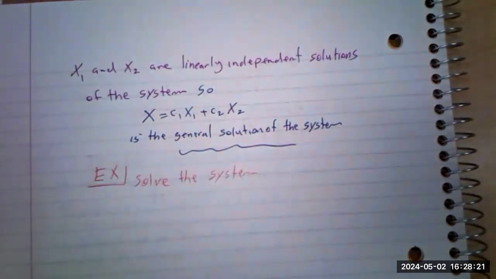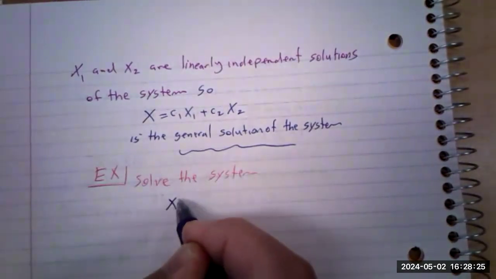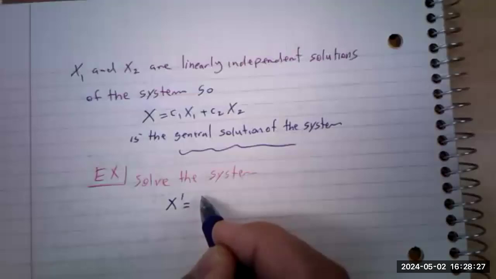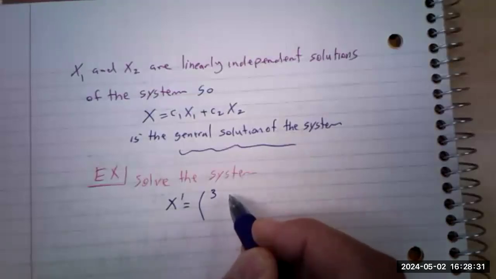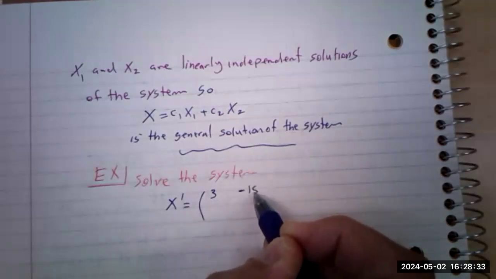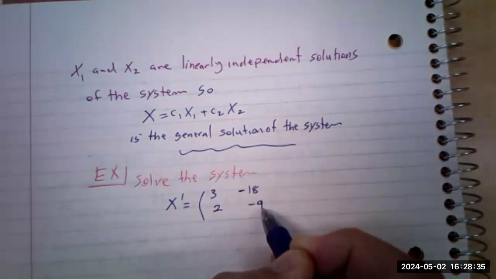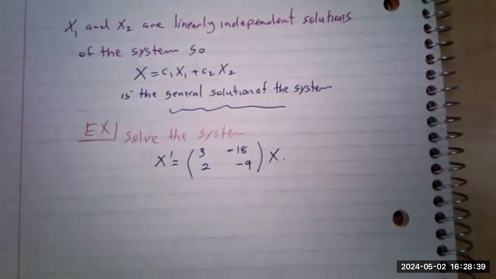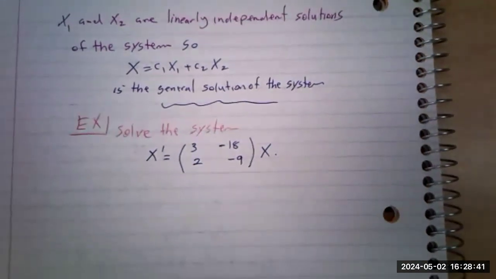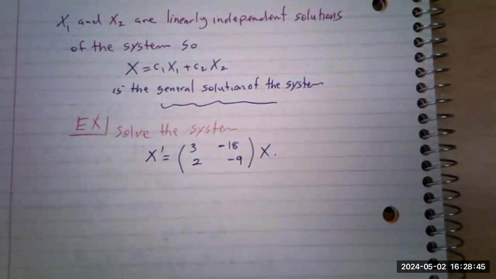Okay, this system is the following. We talk about it, they will give you in classic form or the vector form, which is more popular, or matrix form: 3, -18, 2, -9, and times x. That's it. You know that. You introduce the matrix of the coefficient and you go for it. This is your A.